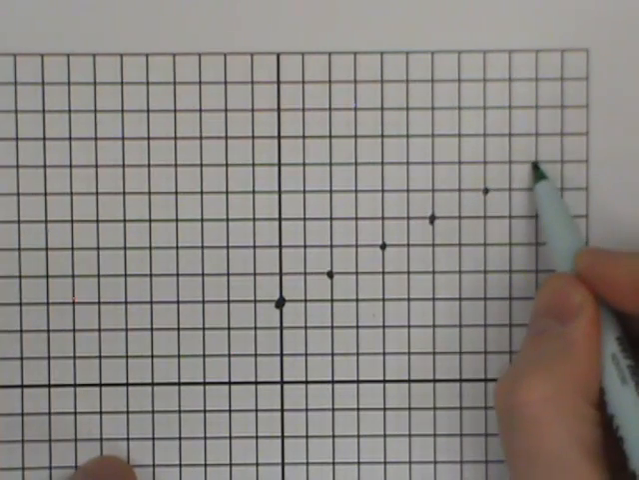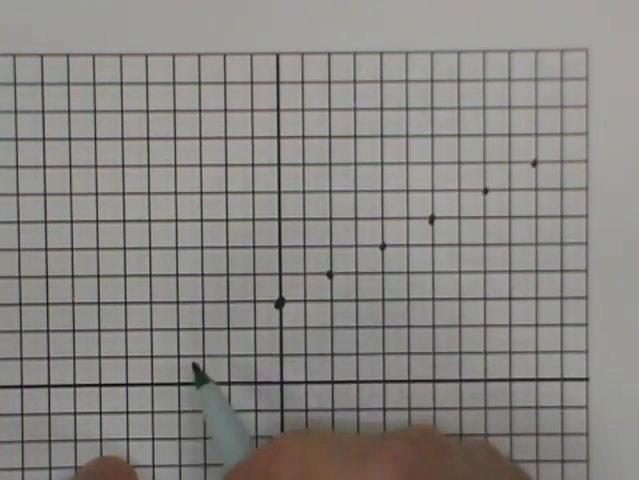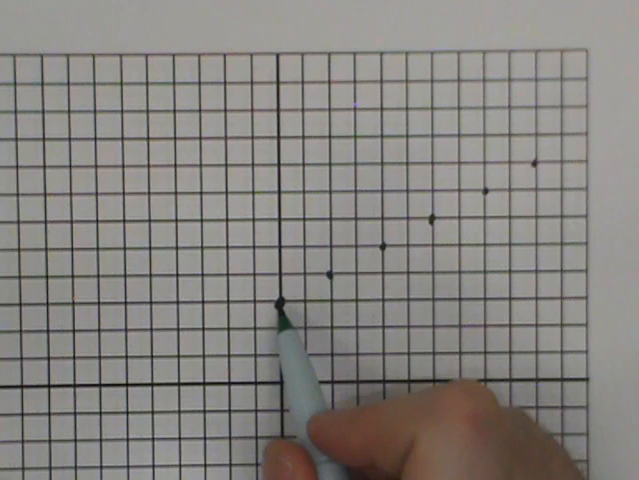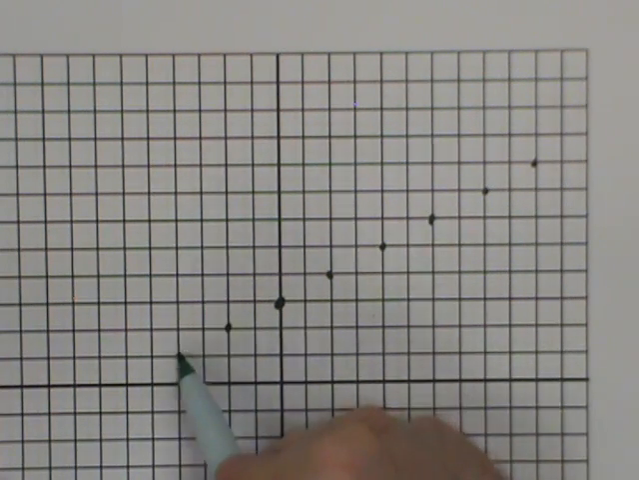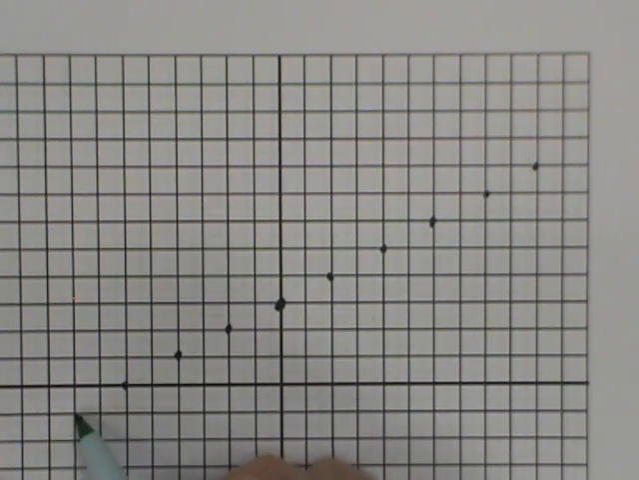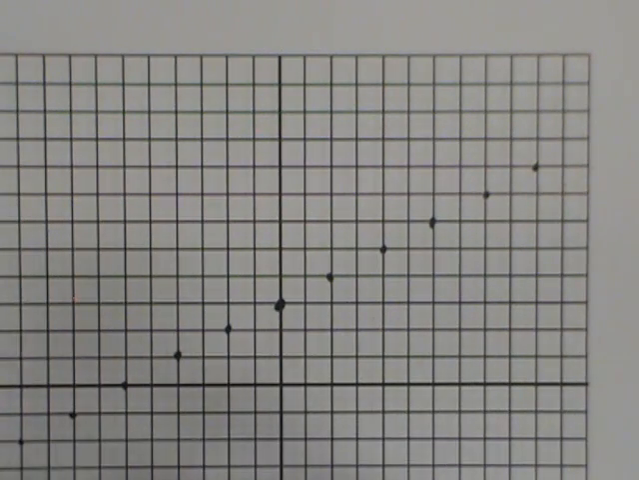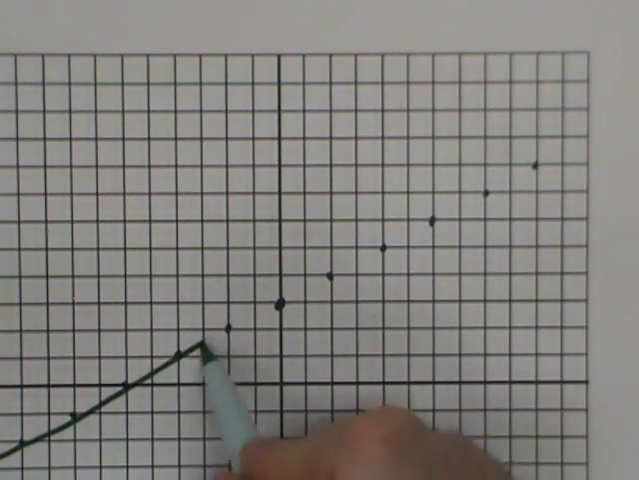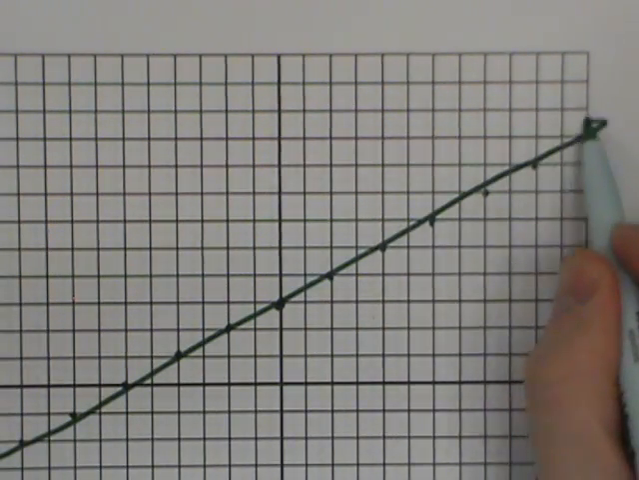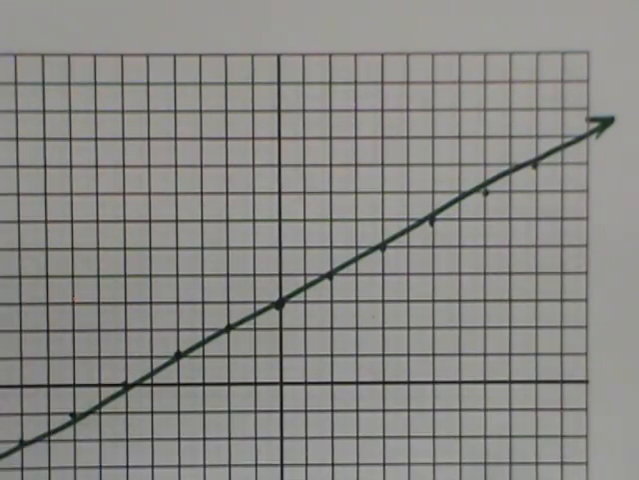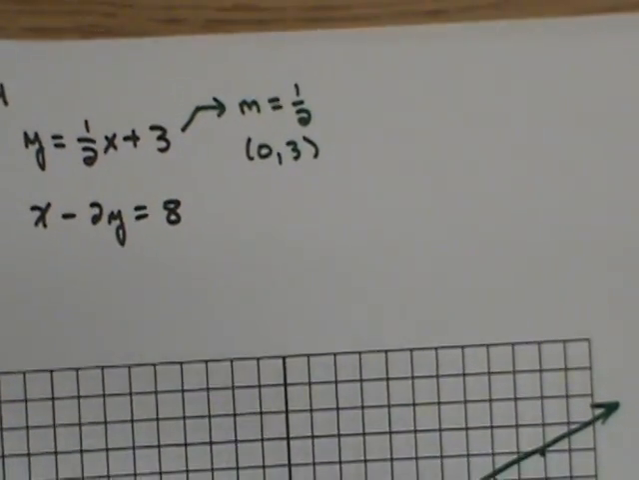As you put a series of these points on here, you also want to balance it, so you want to go the other direction, which would be down 1, left 2, down 1, left 2, down 1, left 2. It should be enough that I can connect the points. There's my line. I go to the second equation.